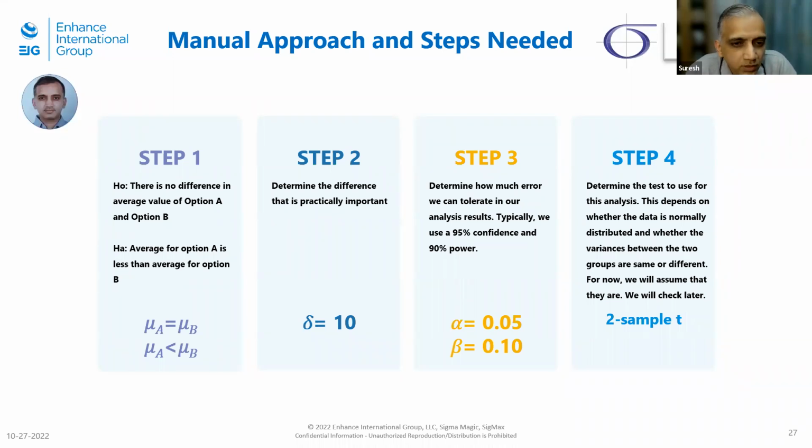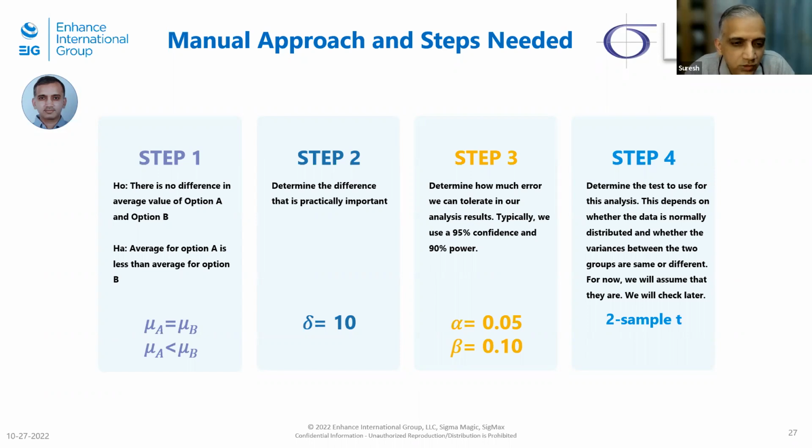So the first step is to clearly state our null and alternative hypothesis, which is listed here. So let's say that our null hypothesis here is there's no difference between them, and the alternative hypothesis is that the mean for person B is greater than person A, which is what we want to prove or disprove. The second step is to determine what is the difference that we are practically interested in, how much of a difference would actually make something worthwhile for us to consider it as a viable difference. In this example, we have selected 10 as the difference that is of interest.